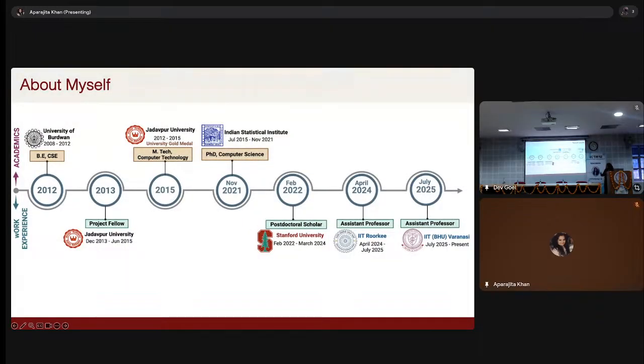Before starting, this is a bit about myself. So I did my undergrad and I'm trained in computer science and engineering. I did my PhD from Indian Statistical Institute, followed by postdoc at Stanford University.